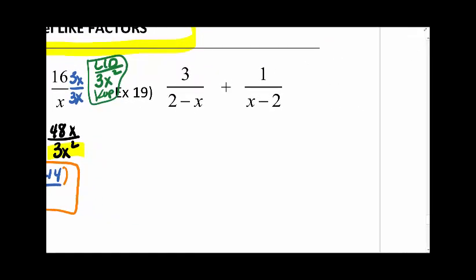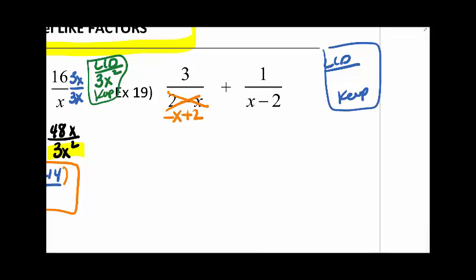So go ahead and pause 19, see if you can work it out. The mistake people make on number 19 is they think, all right, well, I'm just going to go ahead and use 2 minus x and x minus 2. Remember what I've told you all along. If we see something not in descending order, not in the correct order, we need to rewrite it. So this would be a negative x plus 2. That then means that I can pull out a negative 1 to change that, because we never leave a negative in the front of my binomial.